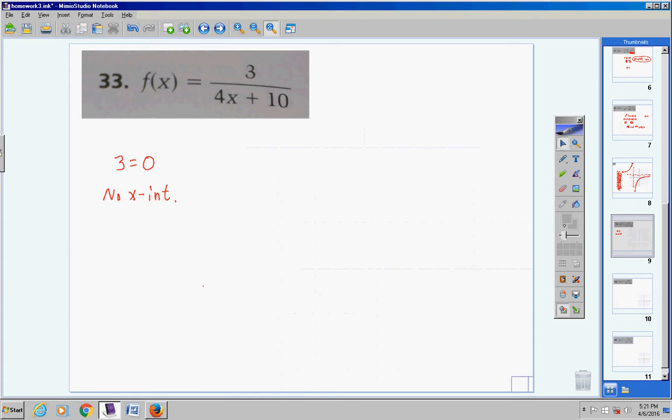There can't be. So no x-intercept. Let's go over that again. How do you find the x-intercept? You take the numerator, set it equal to 0 and solve, okay? If you do that, you get 3 equals 0. It's not going to work.